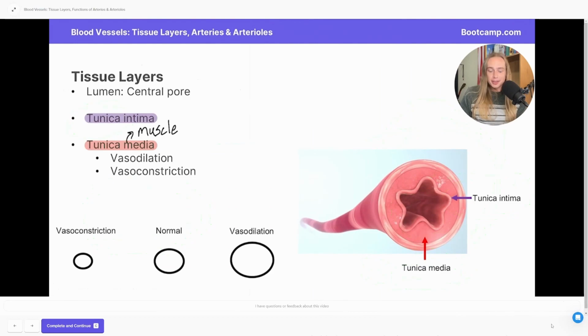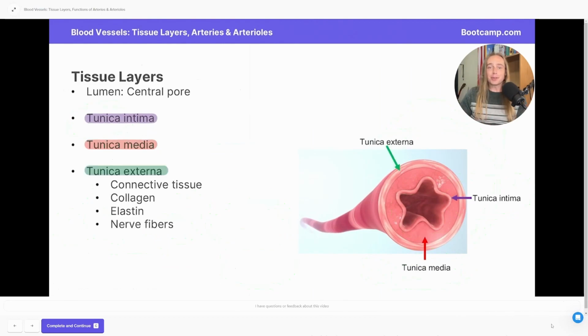If we have a blood vessel that starts off at a normal diameter here, and then the tunica media suddenly undergoes a contraction of its smooth muscle, this is known as vasoconstriction. And notice that the diameter of the blood vessel has decreased greatly, allowing less blood to flow through. On the other hand, if the smooth muscle of tunica media relaxes, this is known as vasodilation, and now more blood can flow through that vessel.